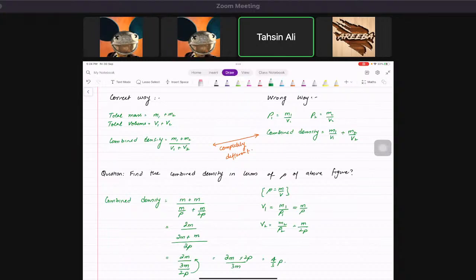So generally expect questions like these. This is from your paper as well, so in the MCQs they might give you a question like this. You have to understand, never forget that you have to find the total volume and the total mass to find the combined density. Okay, alright, now let's move ahead.